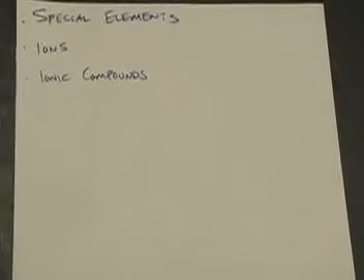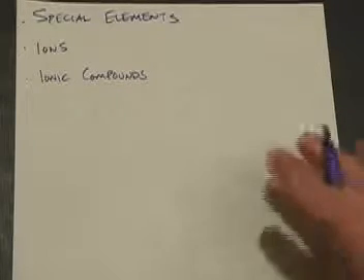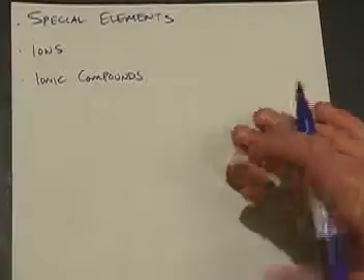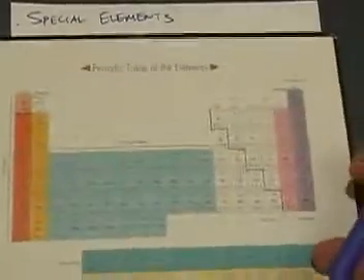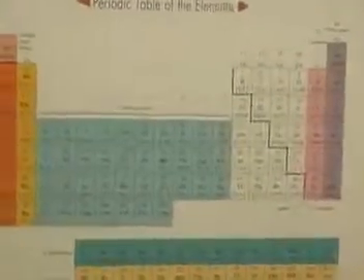In this video cast, we'll look at several special elements, then we'll look at the formation and composition of ions, and how ionic compounds are made. First of all, some special elements. If you don't have a periodic table out, please do take it out at this time.